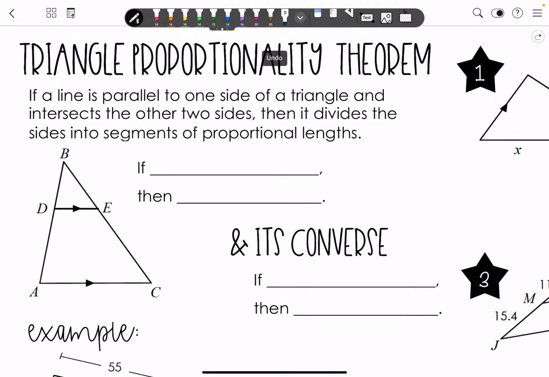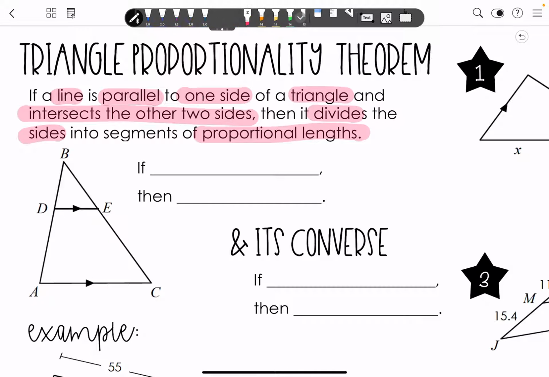Okay, so if a line is parallel to one side of a triangle and it intersects the other two sides, then it divides the sides into segments of proportional lengths. This is kind of like that triangle angle bisector theorem, but now working with sides and no special segment. All they need to be is a line that's parallel and intersecting.